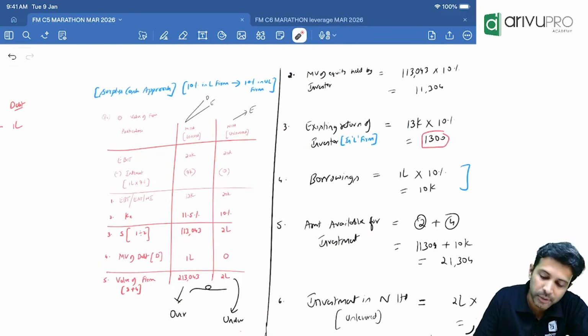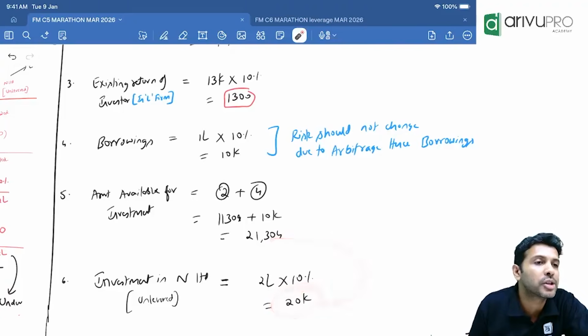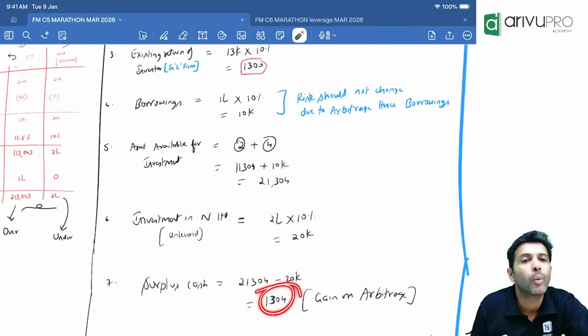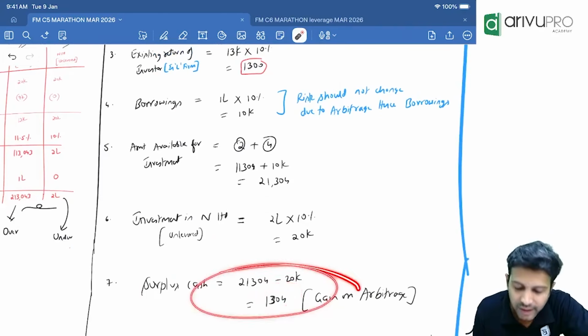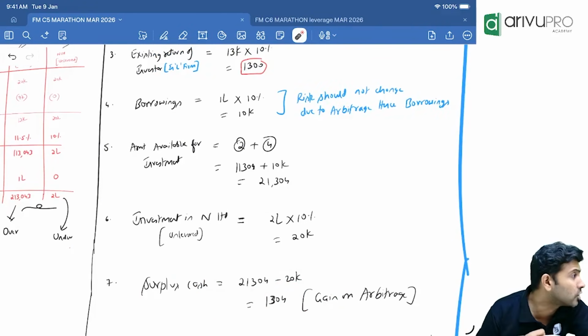2 lakh ka 10%. How much is that? 20,000. You need 20,000, but you have how much? 21,304. So how much money are you still left with? 1,304. That is a gain due to arbitrage. 1,304. Okay. But should earnings change or stay the same?